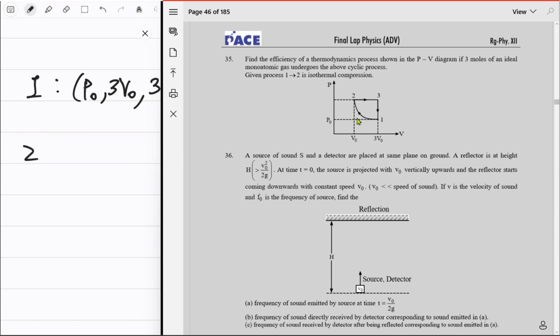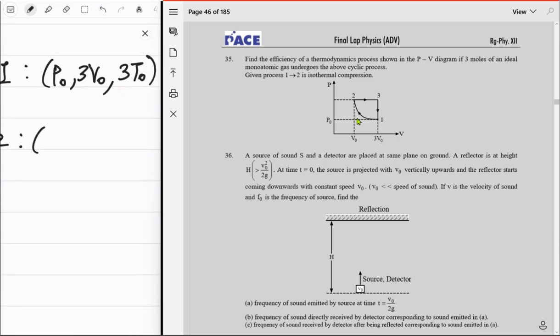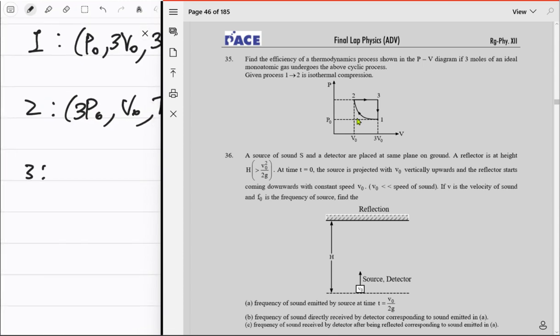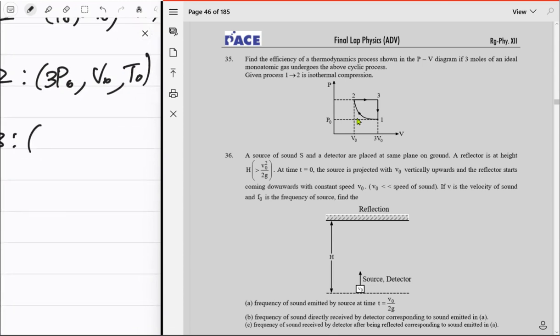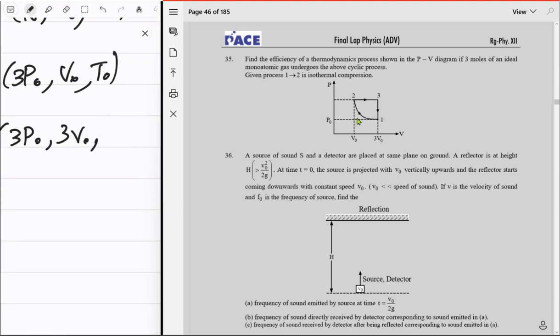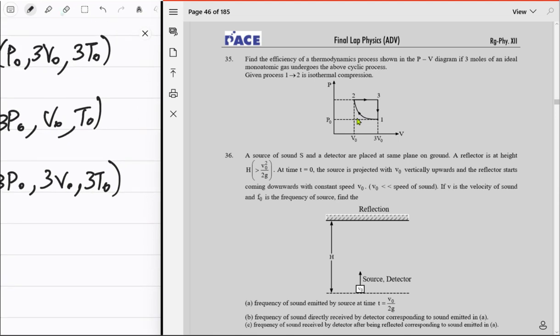Then from here you go to 2. At 2, what is your pressure? Okay, pressure is like 2 P naught, I believe. Wait, it's not 2 P naught, it's isothermal, so it should be 3 P naught, right? 3 P naught, V naught and T naught. Then you go to 3. What is happening? It's a cyclic process, right? So at 3 you have 3 P naught, 3 V naught, and then 3 T naught, right? Because 3 times has already happened. Oh, it should be 3 T naught already here, so here it will be 9 T naught, right? Yes.